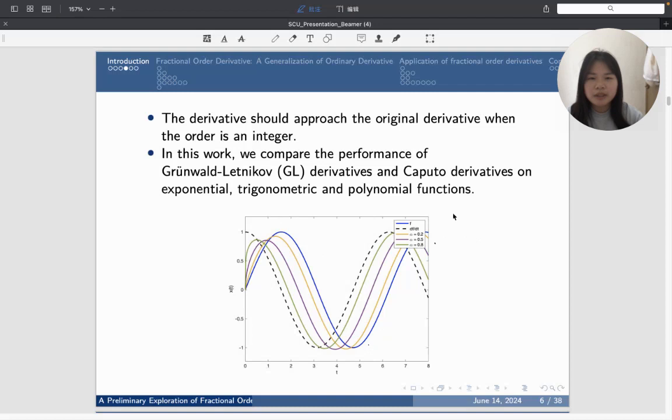In my work, I'm going to compare the performances of two derivatives, the GL derivative and the Caputo derivative, on some simple functions, like the exponential, trigonometric, and polynomial functions.